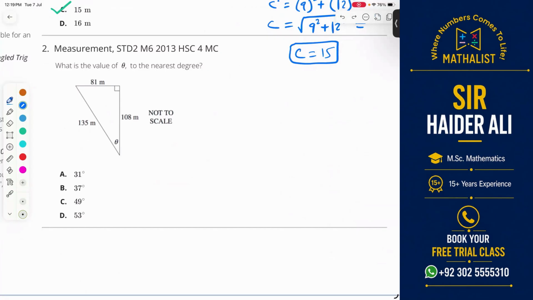First of all, what is this? Is it adjacent or opposite? That is adjacent, yes, because it's a common side of theta and 90. And what about this? That's opposite. And that's the hypotenuse. Okay.